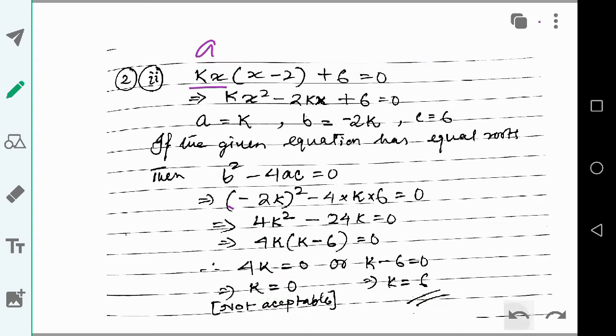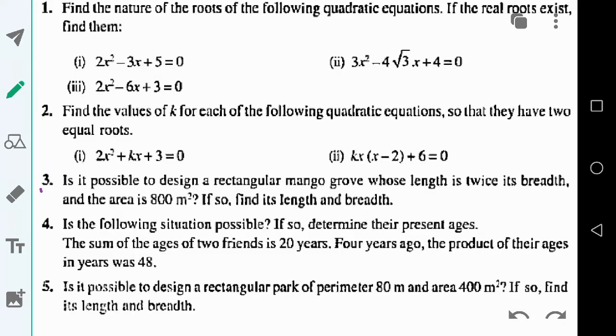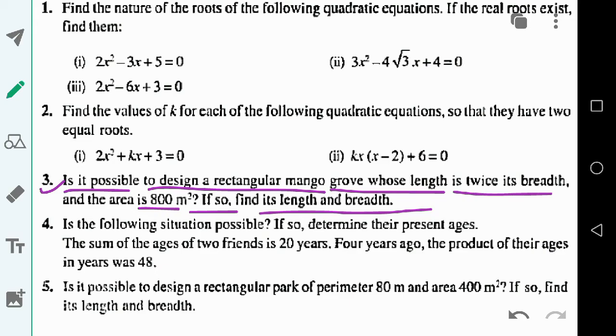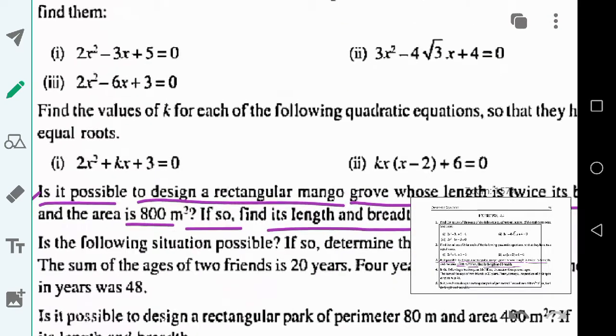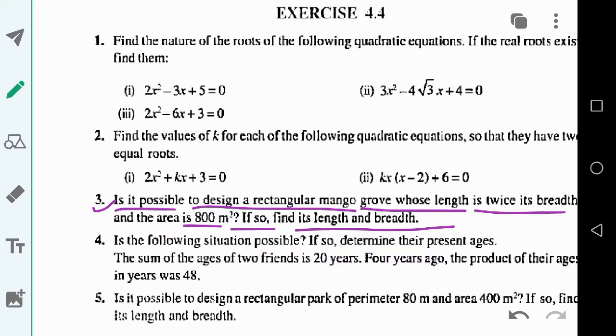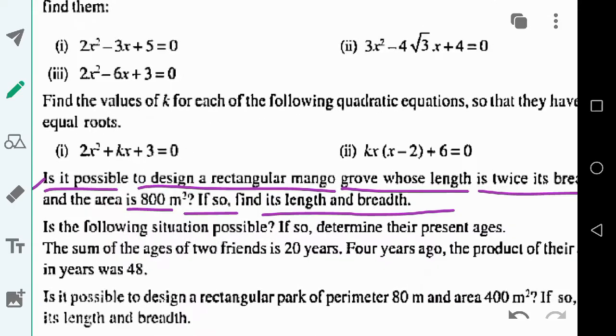So let us solve question number 3. Is it possible to design a rectangular mango grove whose length is twice its breadth and area is 800 meter square? If so, find the length and breadth. Okay, so first we have to determine whether this situation is possible or not. If possible, then we have to find the solution. That means here in this case, length and breadth.